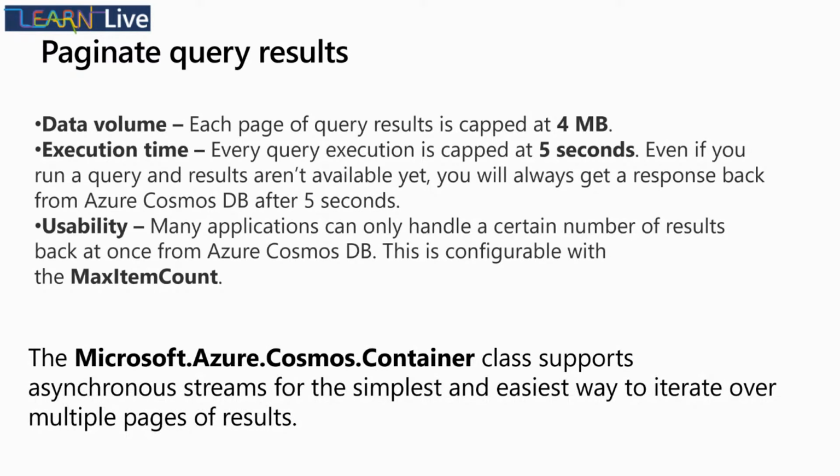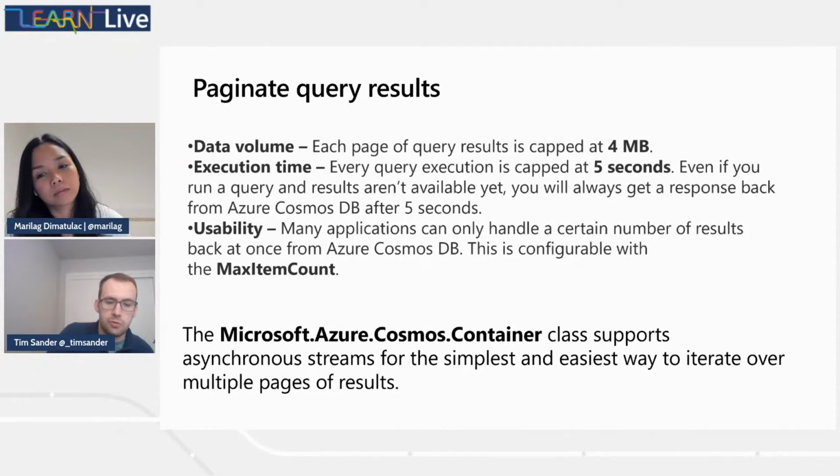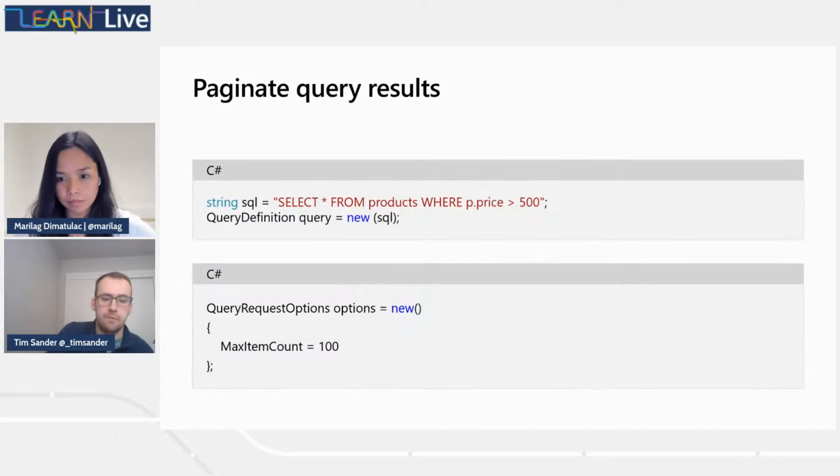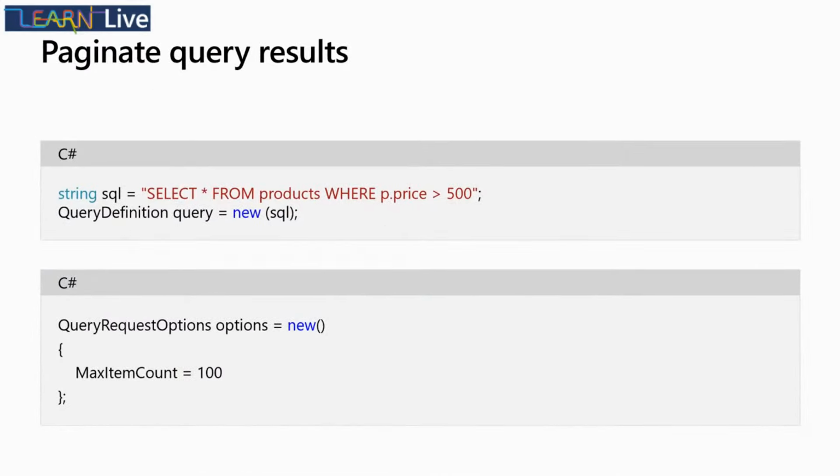Now, the container class supports a lot of ways to iterate over multiple pages of results that we'll talk about today. And there are some options that you have to tune query pagination. This is one way that you can tune query client-side behavior. Really, your main way to tune how many results queries return is with that max item count setting. So for this specific query, it's filtering on products where the price is greater than 500. And we use the max item count value of 100 because we want to, for whatever reason, have results limited to 100 different products.